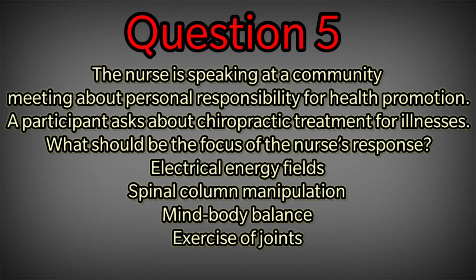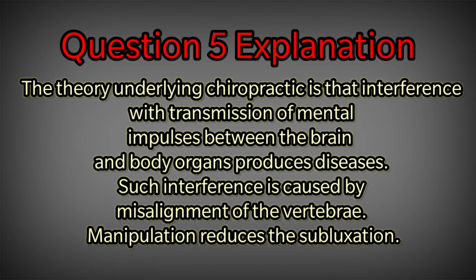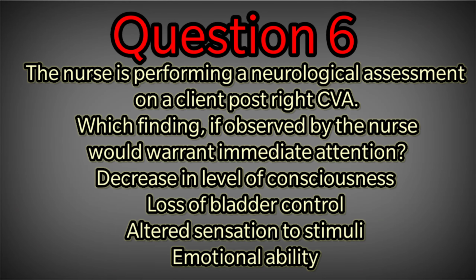Option A. Electrical energy field. Option B. Spinal column manipulation. Option C. Mind-body balance, and option D, exercise of joints. Explanation. The theory underlying chiropractic is that interference with transmission of mental impulses between the brain and the body organs produces diseases. Such interference is caused by misalignment of the vertebrae. Manipulation reduces the subluxation.